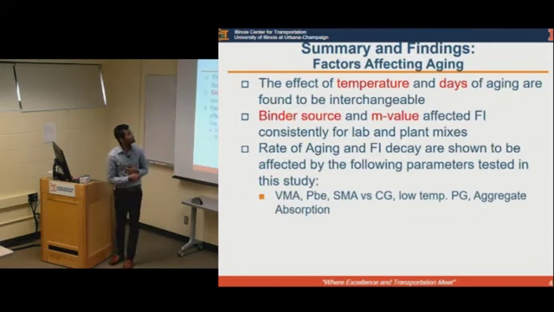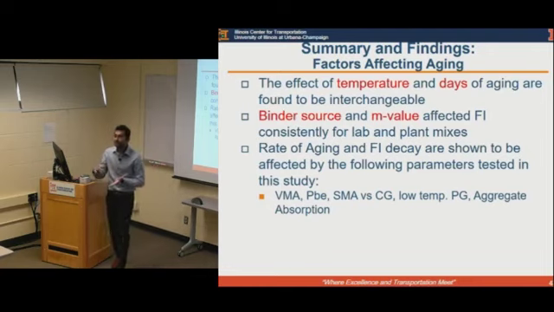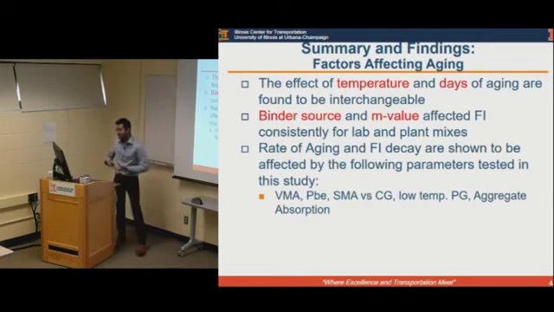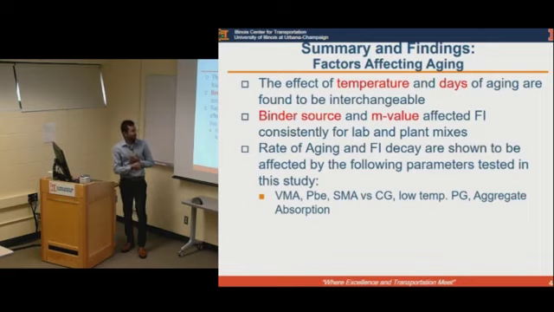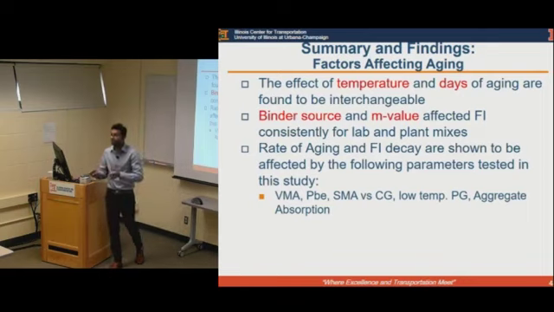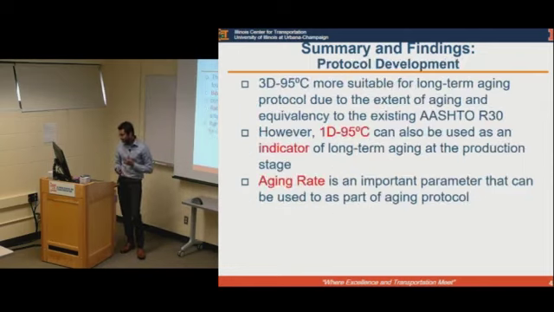There are several factors which were seen affecting aging, like temperature and duration. As was seen, if you increase the temperature, aging will increase, and if you increase the duration, aging will increase. Binder source had an effect on FI, which was clearly evident from the lab mixes. And the aging rate and the FI decay were statistically significant for mix design parameters like VMA, absorbed asphalt, whether the mixture is coarse graded or SMA, and even the low temperature grade and aggregate absorption.